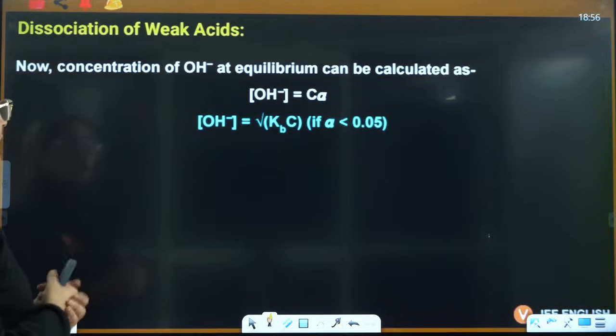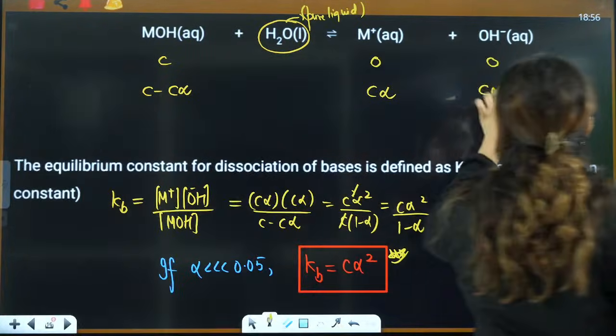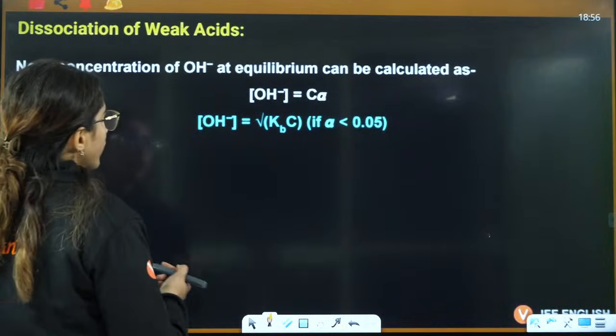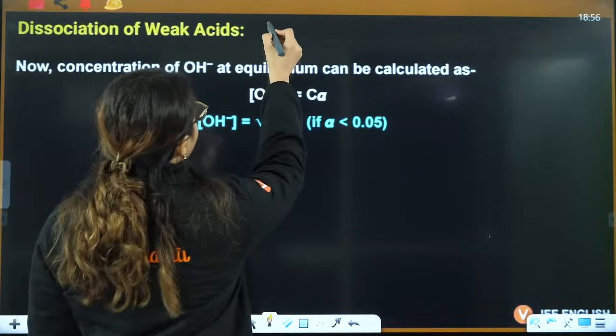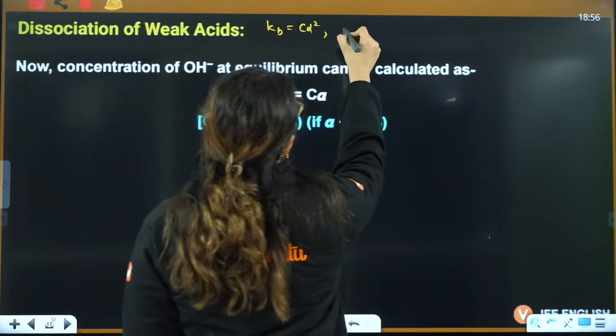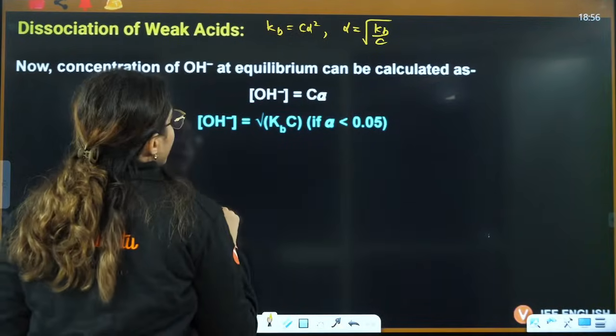Now, on the similar lines, we know that OH negative concentration is C alpha. On the similar lines, we can calculate the value of alpha here. See, if Kb is equals to C alpha square, then alpha is equals to under root of Kb by C. So you put it here.